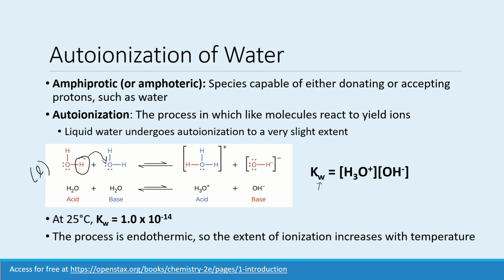And remember that your equilibrium constants are based on temperature. So at 25 degrees Celsius, which is roughly room temperature, our Kw value is going to equal 1.0 times 10 to the negative 14th. Okay, so as long as that temperature doesn't change, then that Kw value is a constant. And for the purposes of this class, we're always going to assume that the temperature is 25 degrees Celsius.